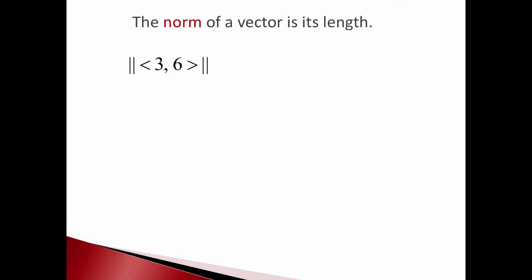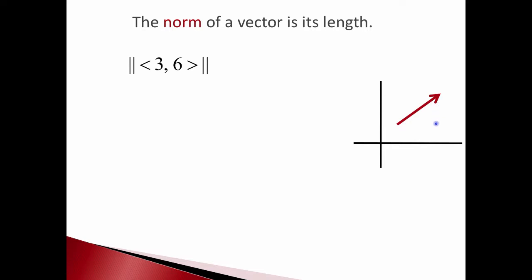So the norm of a vector, like 3 comma 6, should be the length, and let me draw you a picture. You can pretty easily see what that should turn out to be, because we can do this with the Pythagorean theorem. We've got 3 as a length in the x direction, and 6 as a length in the y direction. Not drawn to scale.